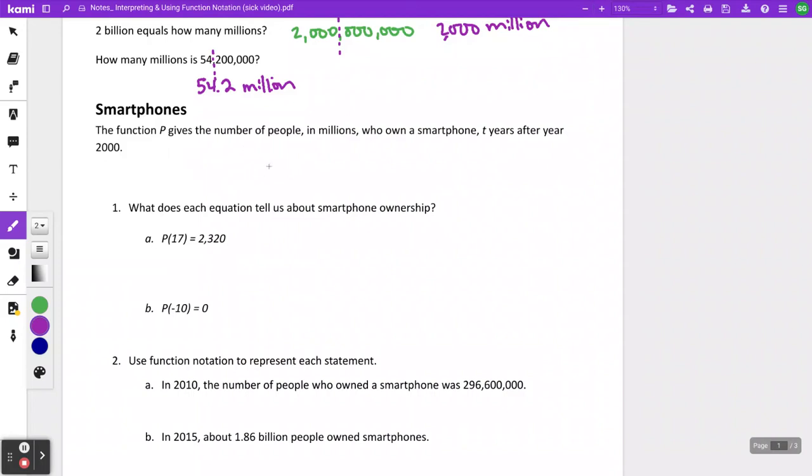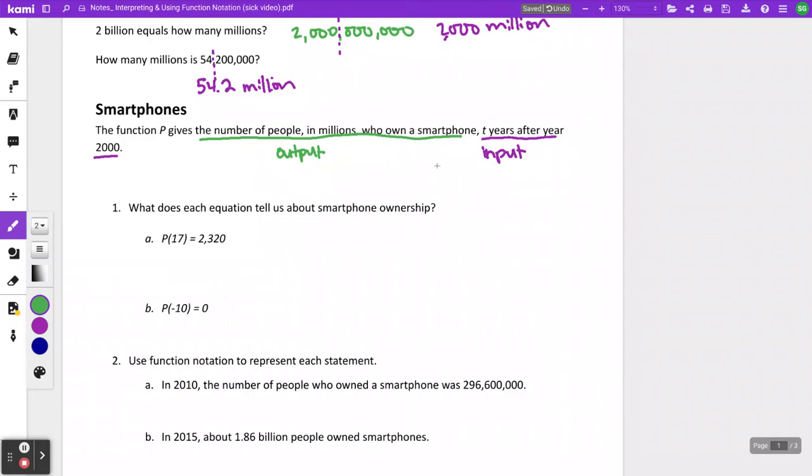I'm going to go ahead and label the sentence. Our input would be the years. My input is this part here that I'm going to mark in purple. And then our output would be the number of people who own a smartphone. So that part in green there is going to be our output.